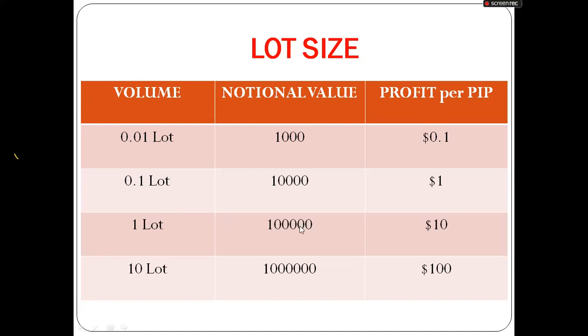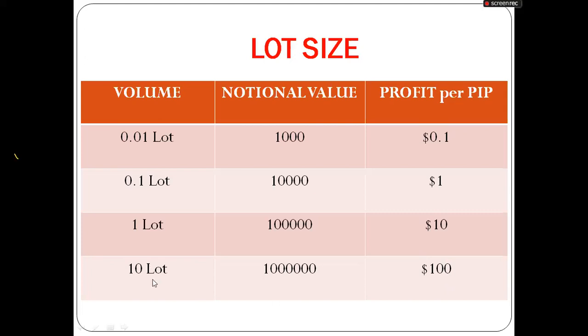Okay? Now, if you buy 100,000 units, that's one lot size. You place one lot, it means you're trading 100,000 units of that currency. If it moves in profit by 1 pip, that will give you $10. 2 pips, $20. 30 pips, $30. 10 pips, $100. 100 pips, $1,000. Then if you use 10 lot size, which is 1 million units, just 1 pip makes you $100. 2 pips, $200. 10 pips, $1,000. 100 pips, $10,000. All right? So that's how it goes.